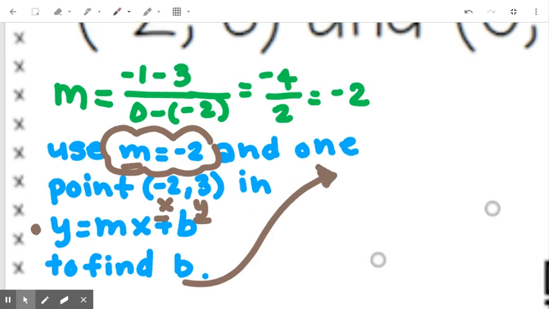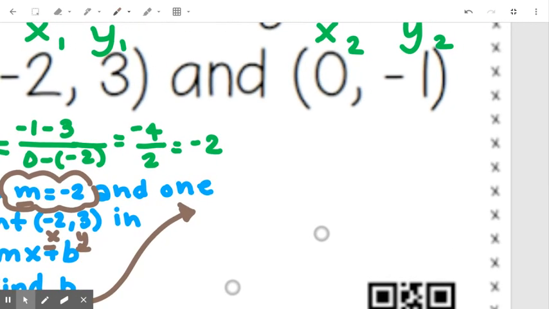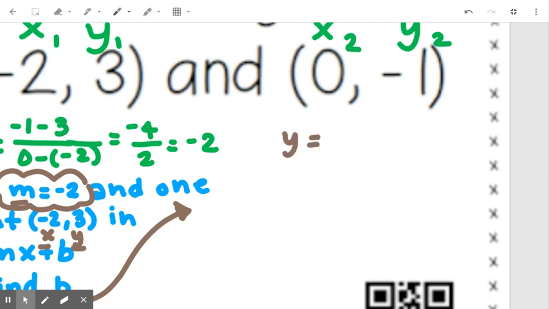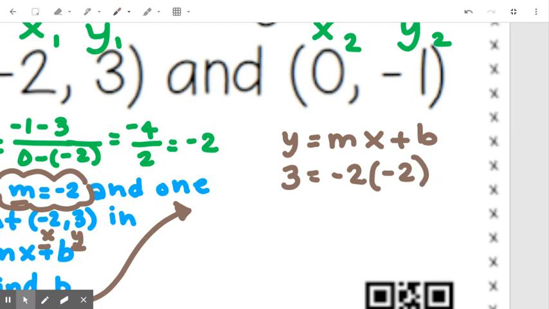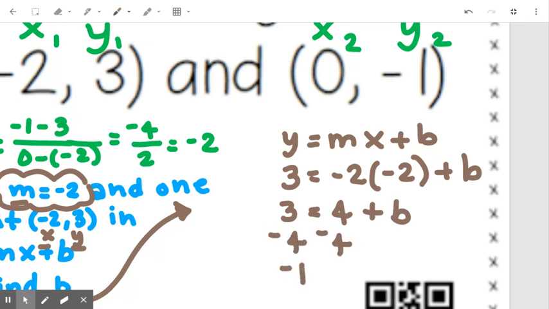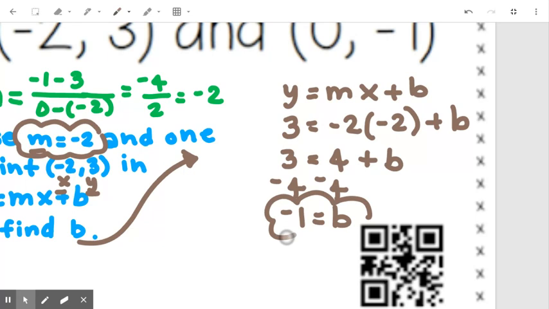Up above, this is what it's going to look like: y equals mx plus b. I'm going to fill in my x, y, and my m. So I get 3 equals -2 times -2, because that's my slope and my x value, plus b, which tells me 3 is equal to 4 plus b. If I subtract 4 from each side, that tells me that -1 equals b. So that is my value of b.